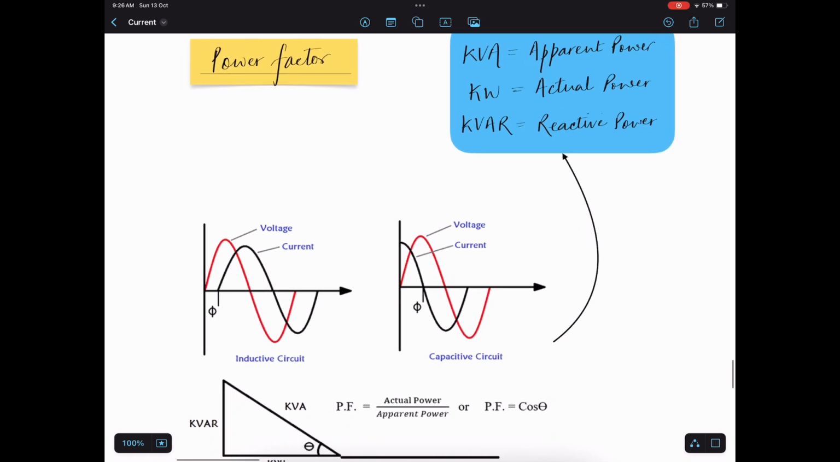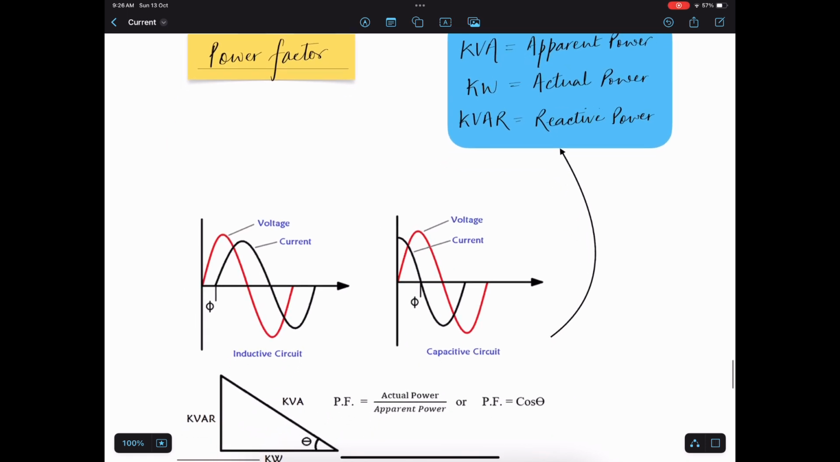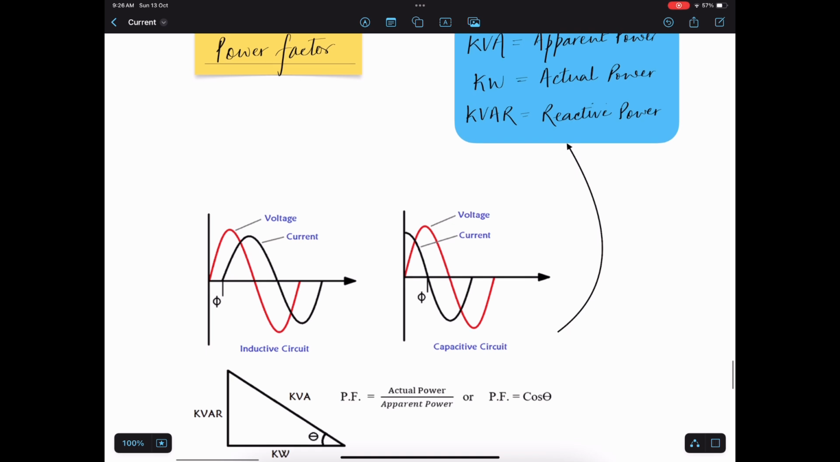Okay, here we go. The power factor. Oops.